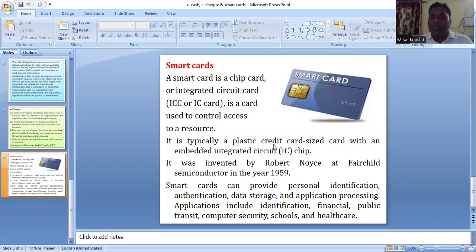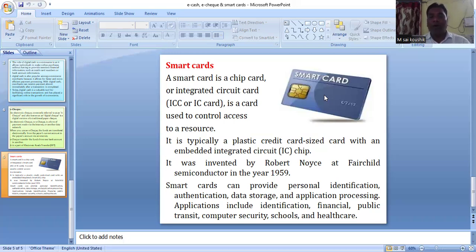It is typically a plastic credit card sized card with an embedded integrated circuit chip. So this card was invented by Robert Noyce at Fairchild Semiconductor in the year of 1959. In the upcoming first internal examination లో రాబోతుందండి blanks లో question number 7 గాని 9 గాని వస్తుందండి. The smart cards are invented by dash in the year. The answer is Robert Noyce in the year of 1959.